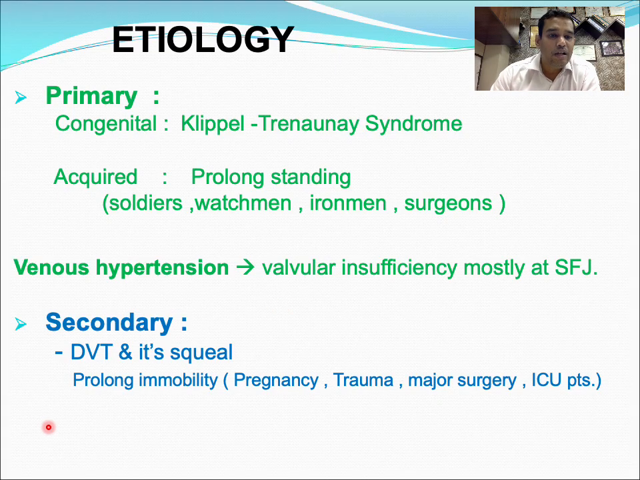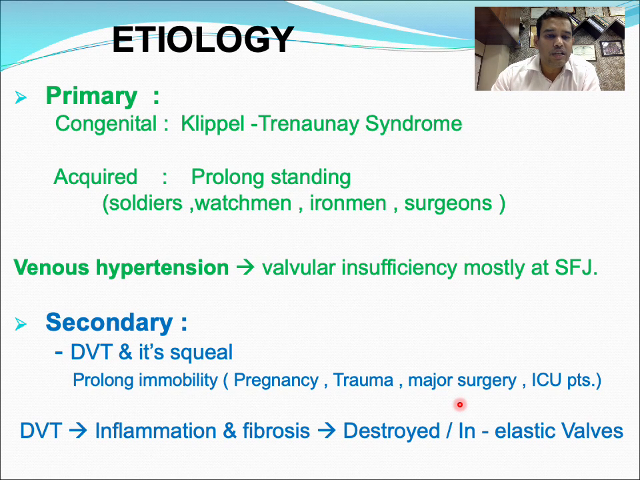Secondary causes are when there is pathology in the vein proper. For example, the patient had a DVT because of which the vein has become problematic, fibrotic, not functioning properly, not dilating, and the valves of the veins have been destroyed. So it is DVT and its sequelae. This is seen basically in patients who have a history of prolonged immobility, as in pregnancy, trauma, major surgery, or ICU patients who are chronically bedridden. Those patients have chances of developing a DVT, and as a sequela of DVT, the patient may develop secondary varicose veins in the leg.